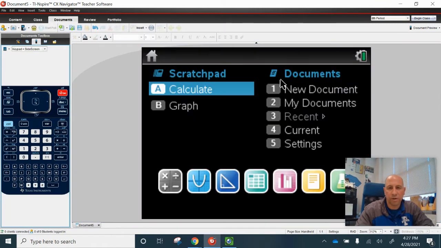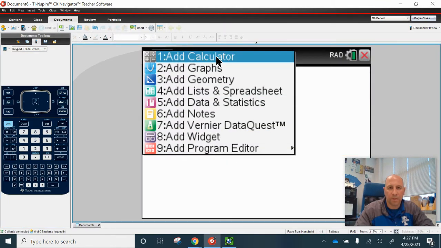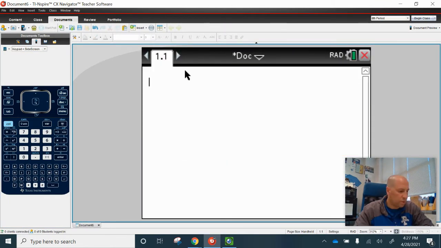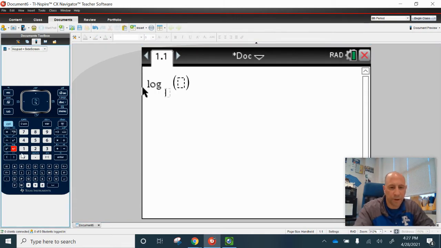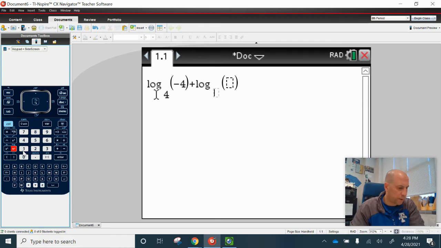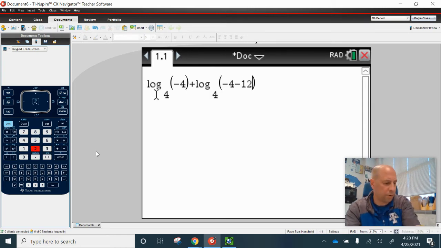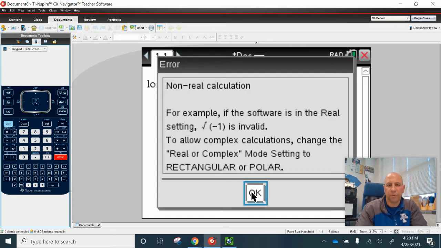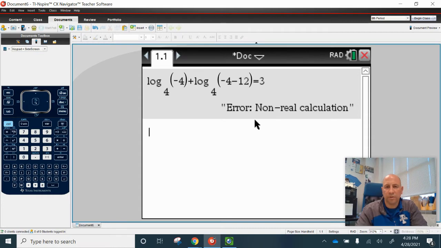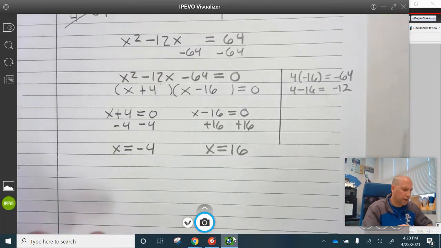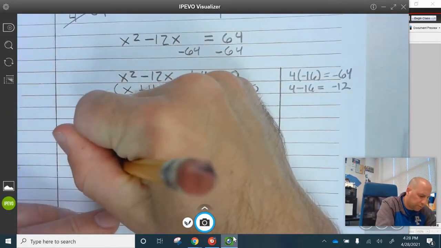Okay, so we're going to go to on, new document, no, add calculator. So we're going to do control log base 4. We're going to plug negative 4 in first, plus control log base 4 of negative 4 minus 12, and we're going to set that equal to 3. You see an error. It's a non-real calculation, so we know that x equals negative 4 is an extraneous solution.